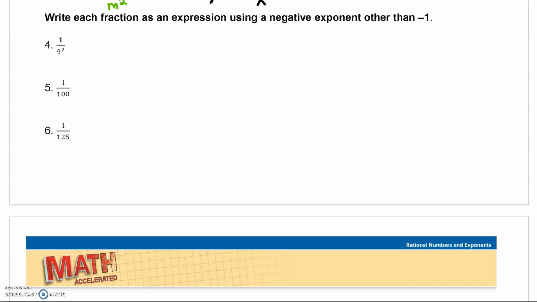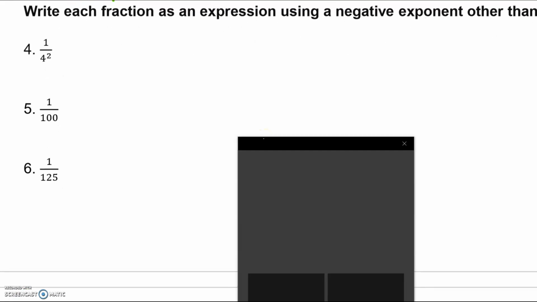Now let's look at these examples. We want to rewrite these expressions with a negative exponent other than negative 1, so we can't just use negative 1 to make it a fraction. Our first one already has an exponent, so this is a little like what we were just talking about. Since it's on the bottom, it's going to come to the top to become negative. So instead of 1 over, we're just going to have 4 to the negative 2.